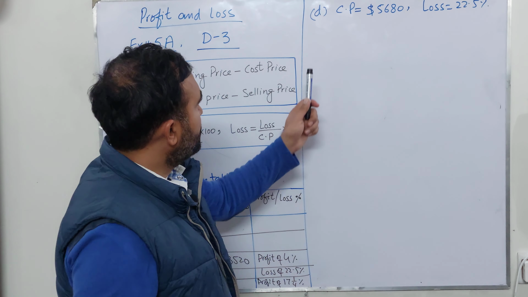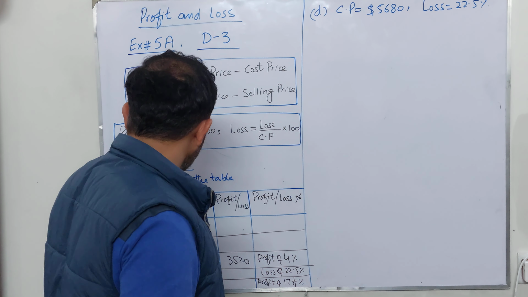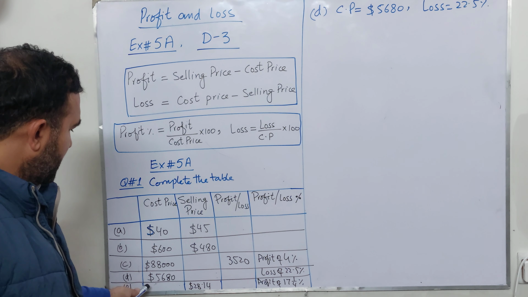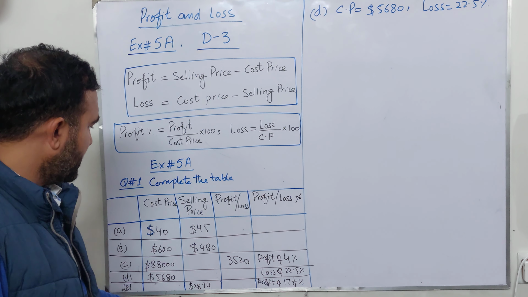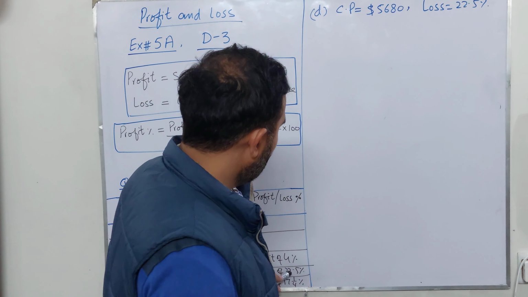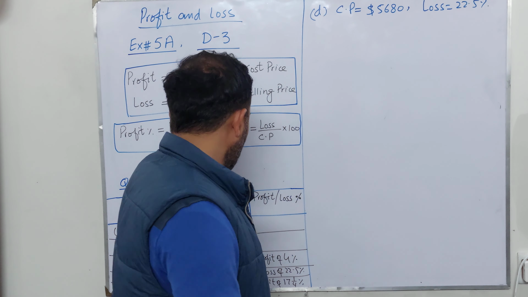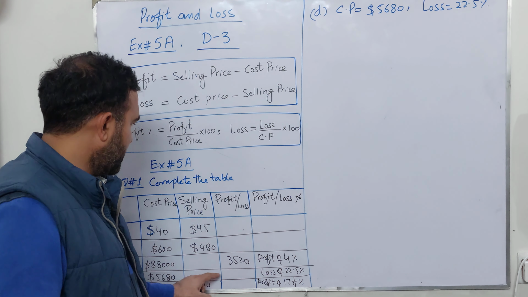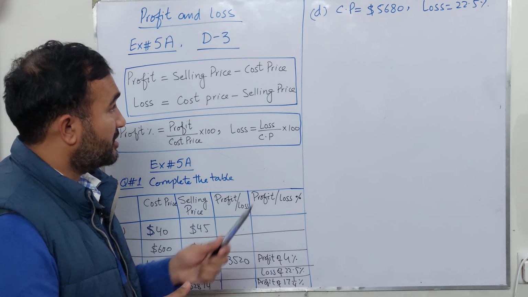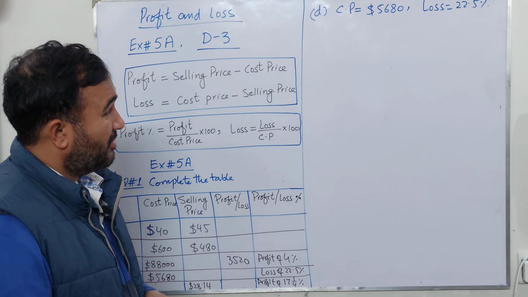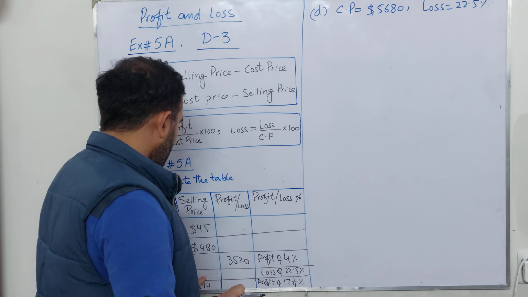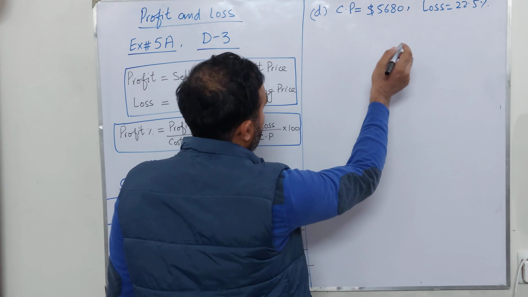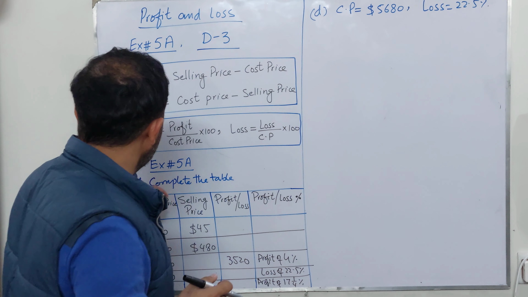now we are going to solve part D of question number 1, and in this part cost price is 5,680 and loss is 22.5%. Okay, and we are going to find selling price and loss, because percentage of loss is given, so obviously we will find loss. Okay, so we need to use the formula of loss percentage, right?